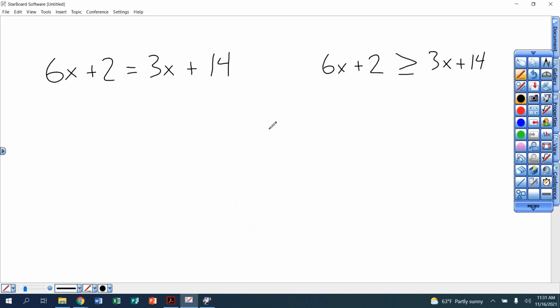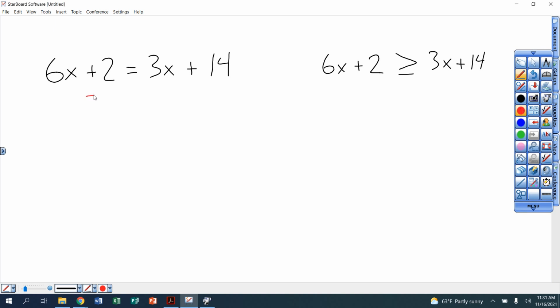Okay, for homework 1116, write both these problems, this equation and this inequality. Variables on both sides. Write down the 3 words too. All right, so here we go. This first one is an equation because of the equal.